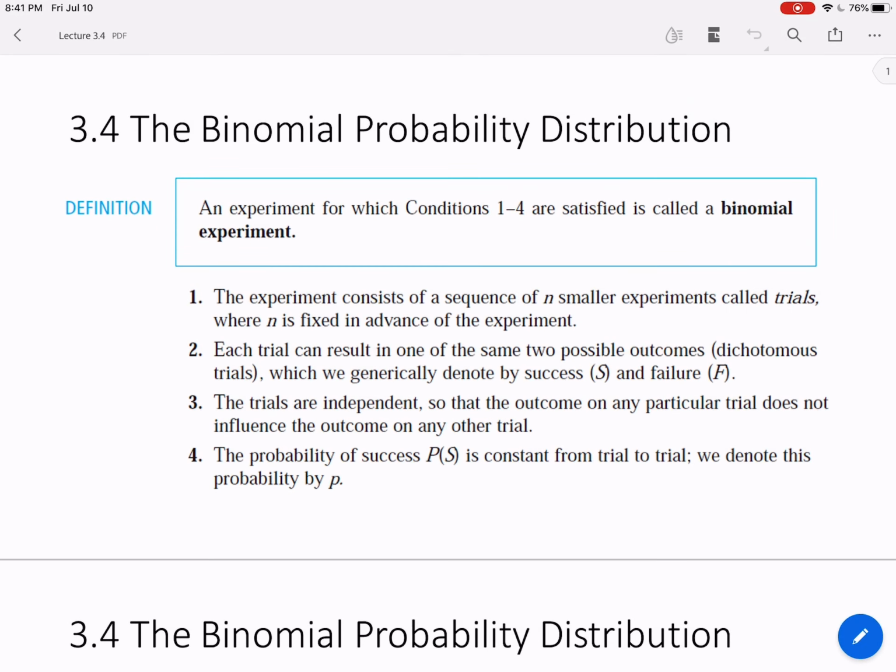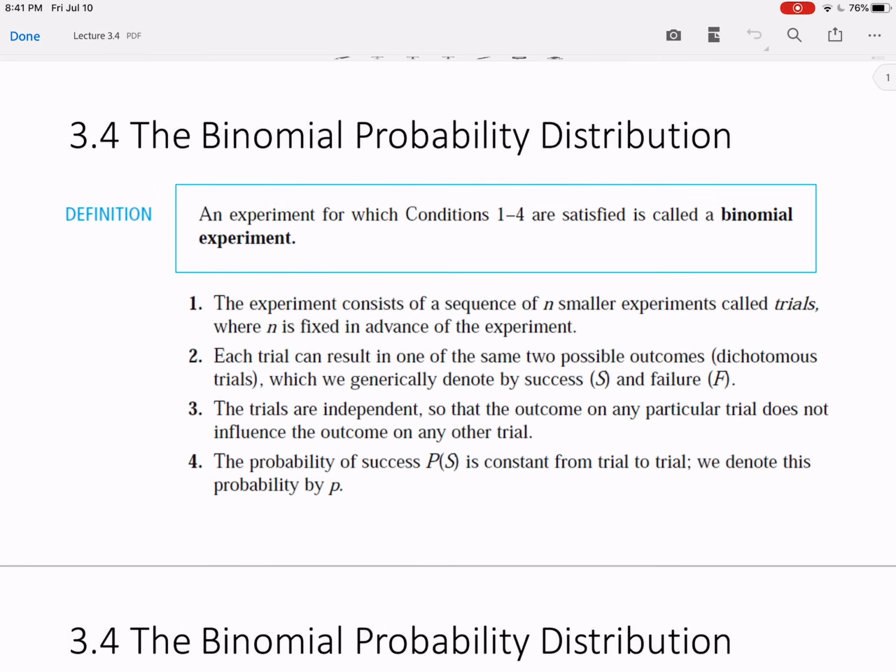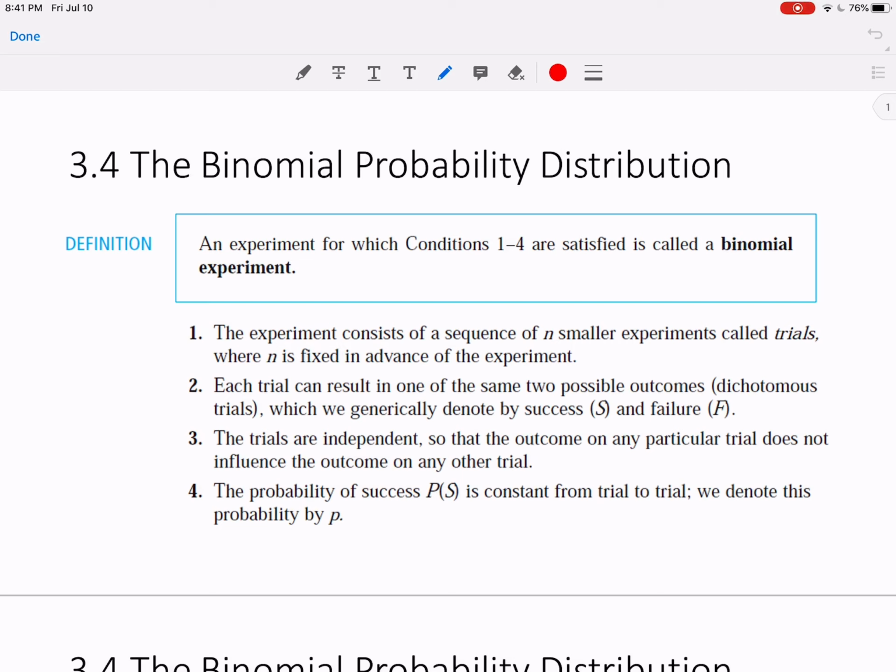Alright guys, in this video we're talking about section 3.4, the binomial probability distribution. Now, first of all, let's take a look at the definition of binomial experiment. An experiment for which conditions 1 through 4 are satisfied is called a binomial experiment. So, if we want to identify if an experiment is a binomial experiment, we just need to check if those four conditions are satisfied or not.